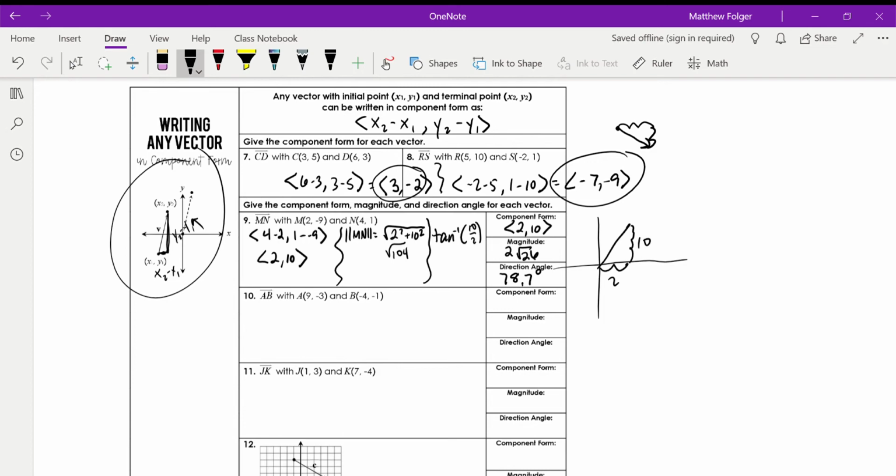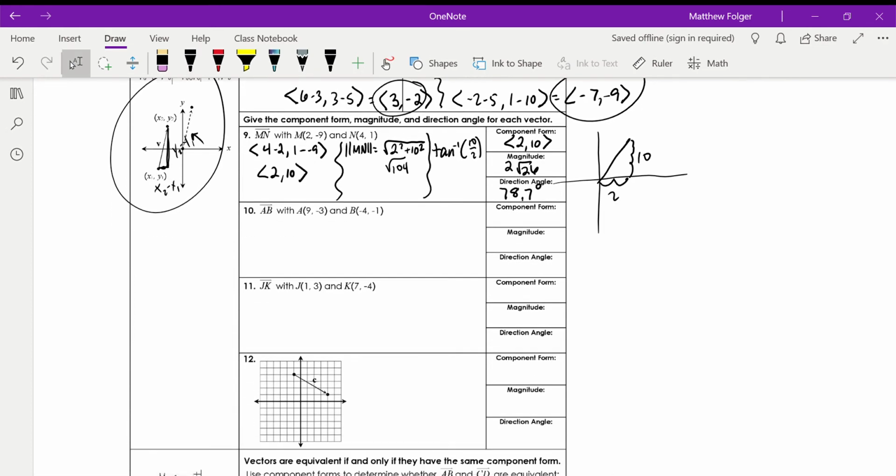Let's look at number 10. First thing, component form. So the component form of AB is going to be negative 4 minus 9, and if you want to try this on your own first and then check it, that's probably a good idea. Negative 1 minus negative 3, so we get negative 13, comma 2, right? So what does this look like? Well, it goes left 13, up 2. So we're in the second quadrant here, just so you know.